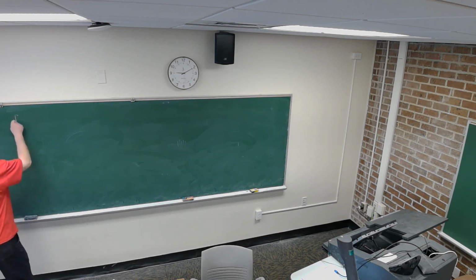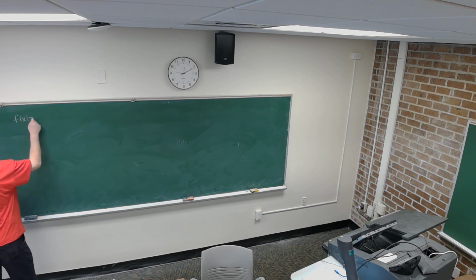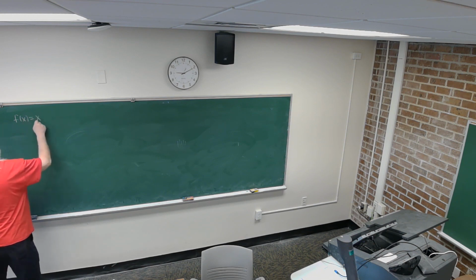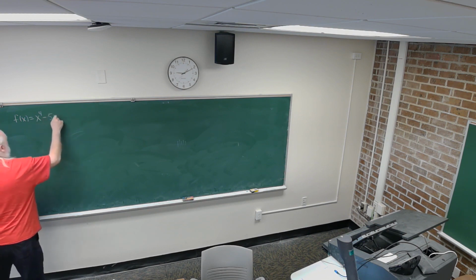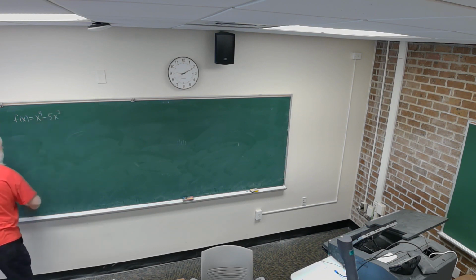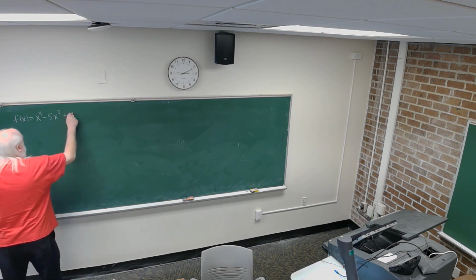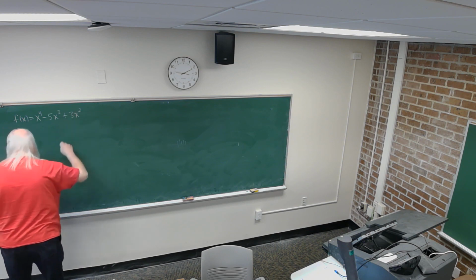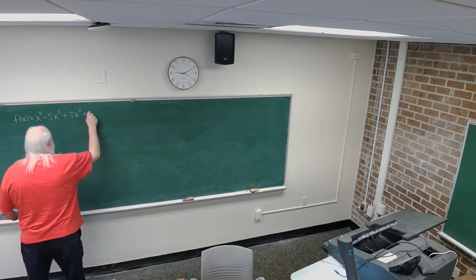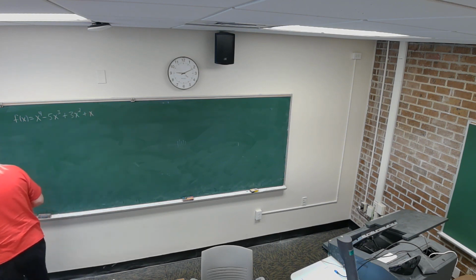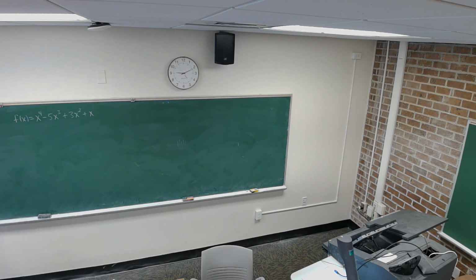Polynomial f of x is equal to x to the fourth minus 5x cubed plus 3x squared plus x. Well, right, we got to find all the zeros of this fourth degree polynomial.